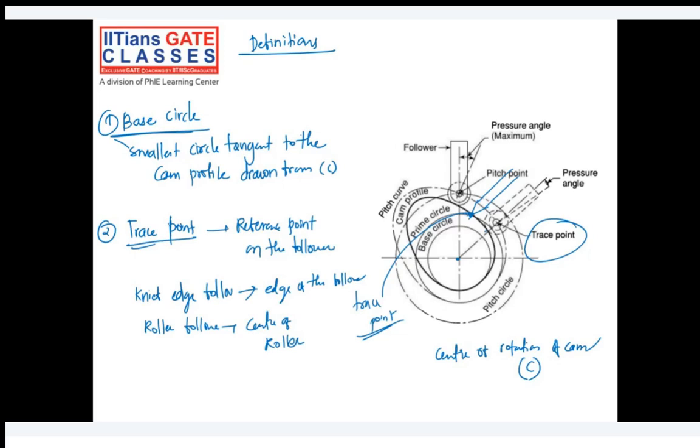Okay. Next one is the pitch curve. Third one is pitch circle. Pitch circle is like a curve drawn by the trace point. So, pitch curve. Pitch curve is a curve traced by a trace point.